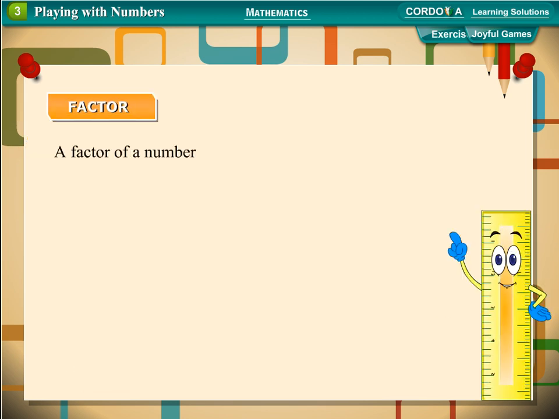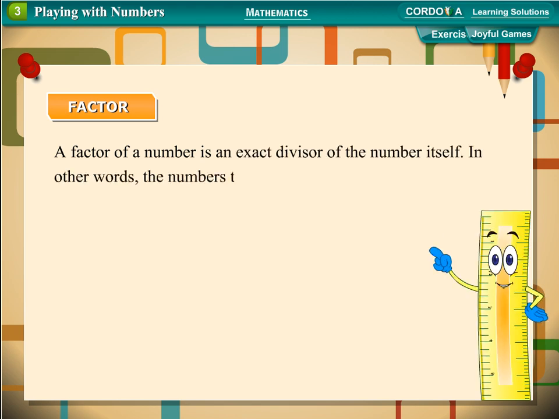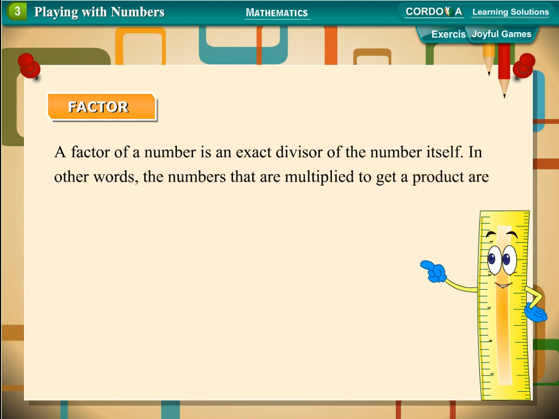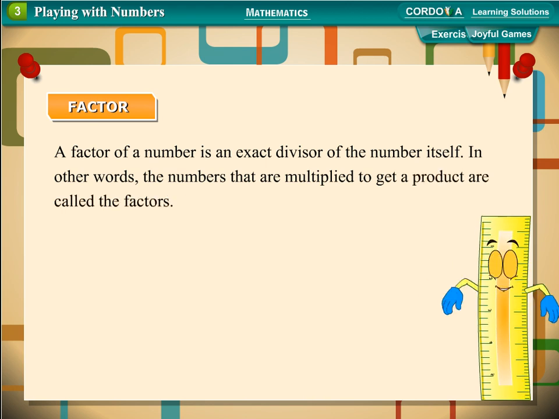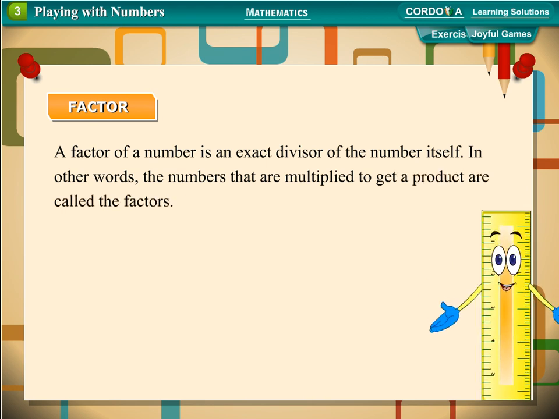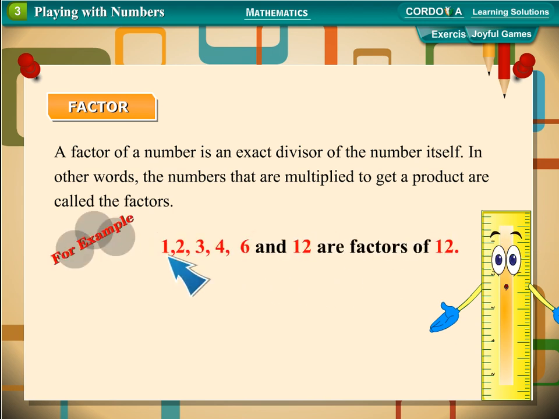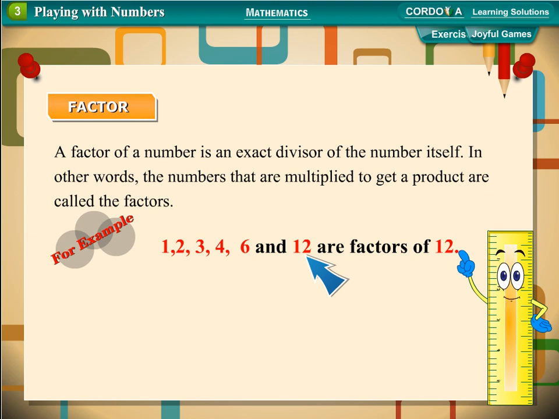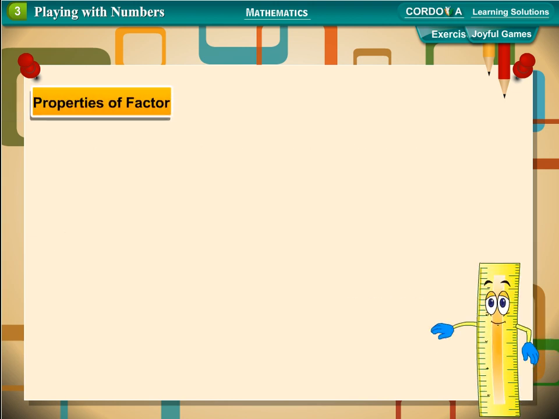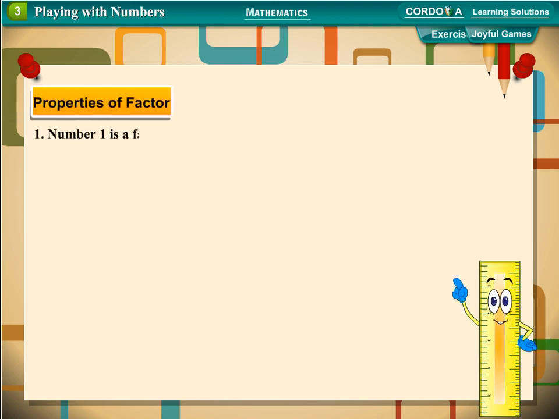Factor. A factor of a number is an exact divisor of the number itself. In other words, the numbers that are multiplied to get a product are called the factors. For example, 1, 2, 3, 4, 6 and 12 are factors of 12. Properties of factor. Number 1 is a factor of every number, and every number is a factor of itself.